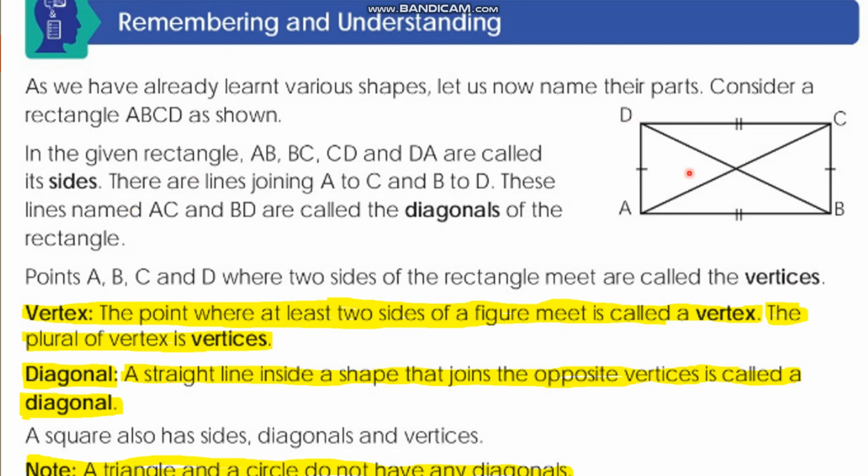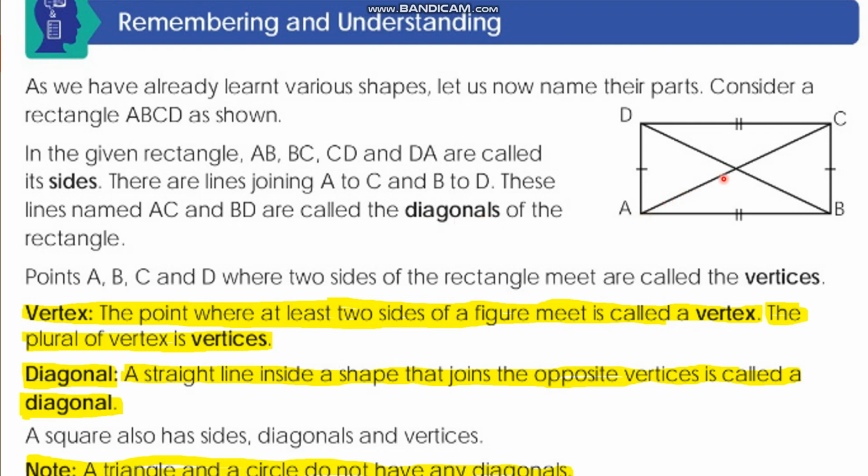Okay, now there are some lines joining A to C and B to D, isn't it? That means from the A corner to C corner and from the B corner to D corner are joined using some line segments. So these lines are called diagonals. Do you know what it is? It is diagonals. Okay, it has a name.